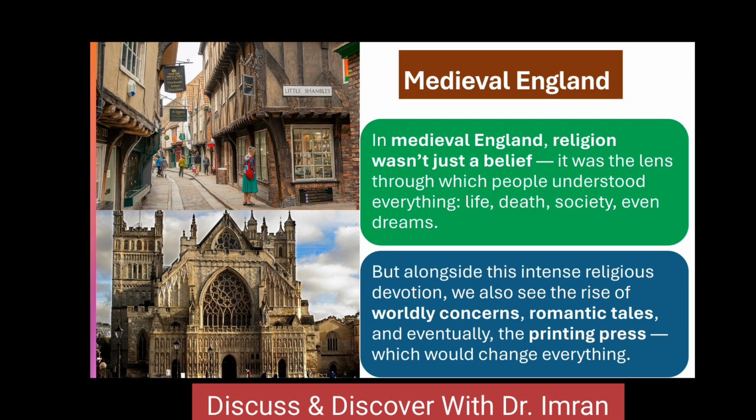The Catholic Church was a very dominant power throughout Europe from, you can say, 449 till the end of the Middle Ages, for about 1,000 years. But alongside this intense religious devotion, we also see the rise of worldly concerns, romantic tales, and eventually the printing press, which would change everything. Lots of people would start to read and write in later times, and this gave opportunity to a lot of printed copies of books which were not available before the invention of the printing press. It was like a revolution, because before the printing press, people had to copy a book by writing. It was very difficult. Now there was the printing press, so people could copy them.